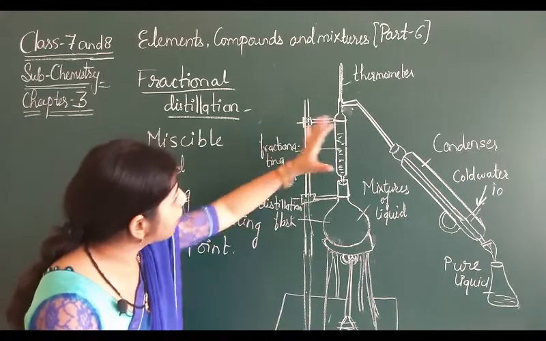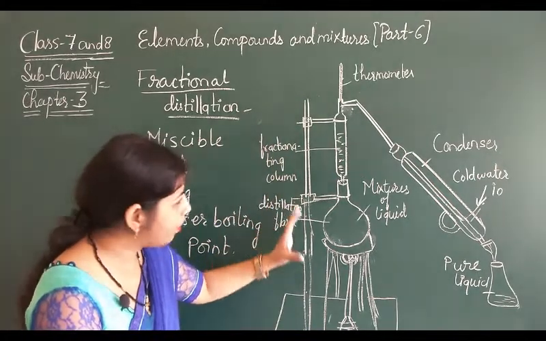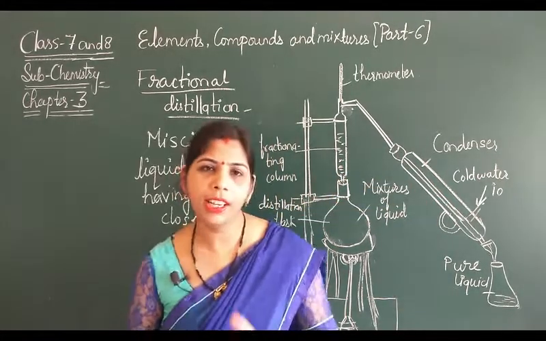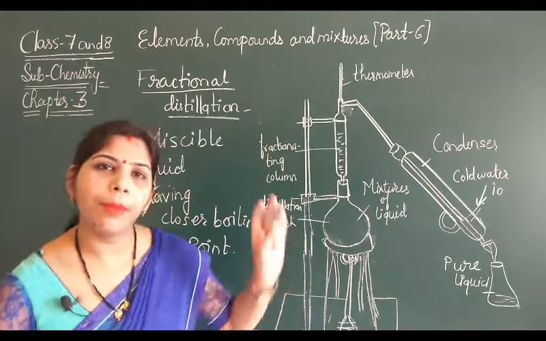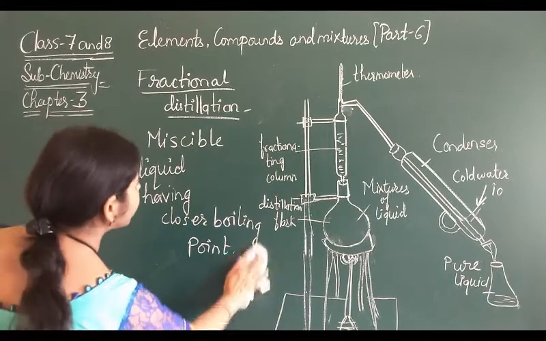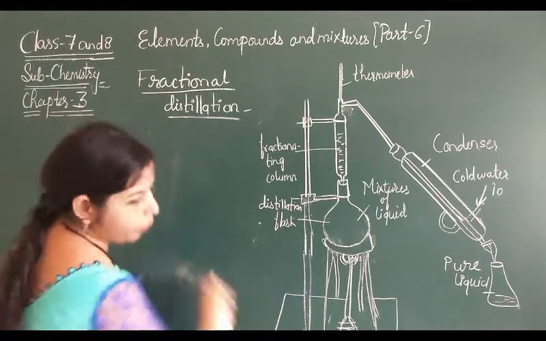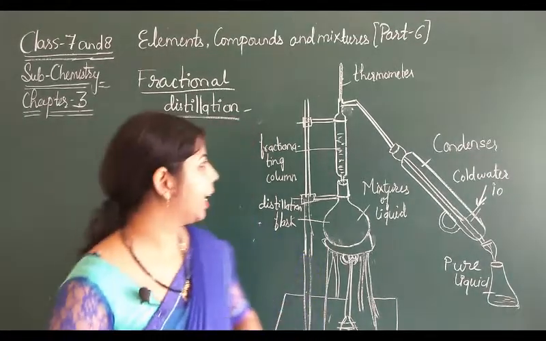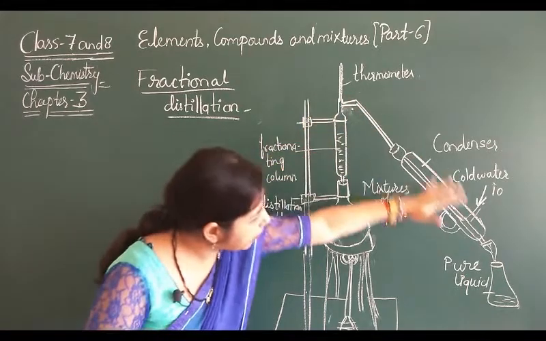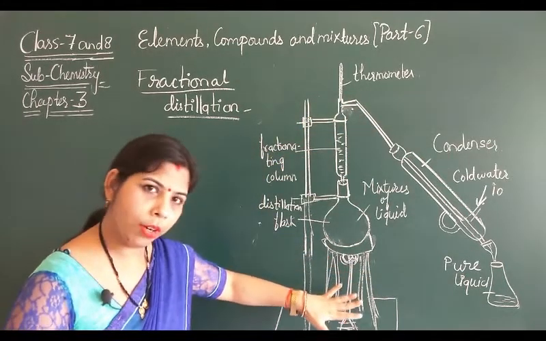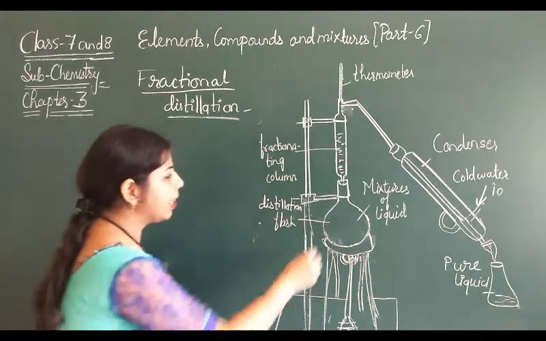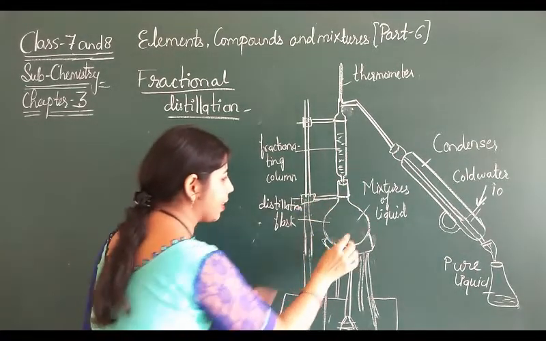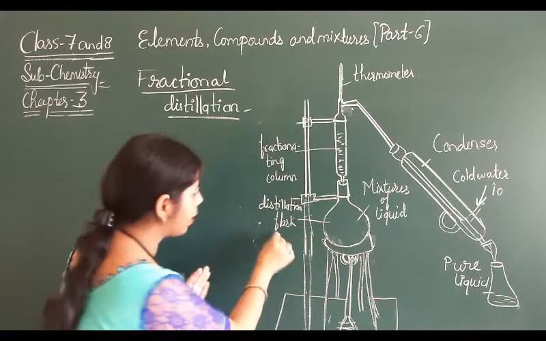Now what is the principle for this separation? The principle is that the liquid having the lower boiling point evaporates earlier. That means the liquid whose boiling point is lower will evaporate first. Now this is the complete laboratory setup for fractional distillation. What happens in this process? Look here. This is the fractional flask. This round flask is known as the fractional flask.